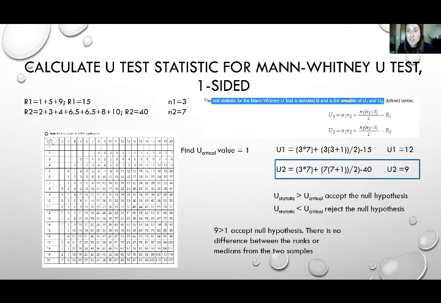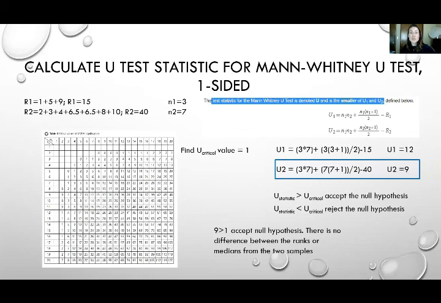And for our U test statistic, we calculated the number 9. So 9 is larger than 1, meaning that we would accept the null hypothesis. There is no difference between the ranks or medians from the two samples. One thing I want you to be careful of is how the null hypothesis and the comparison of the U test statistic to the U critical value is a little different than we've seen before.